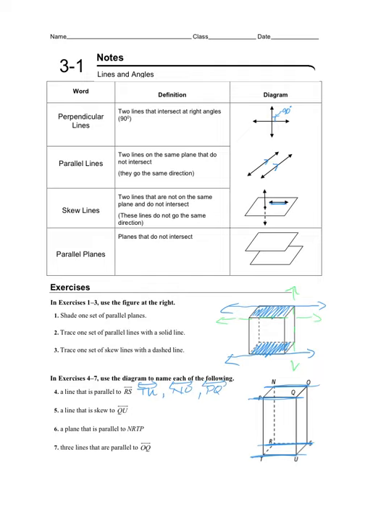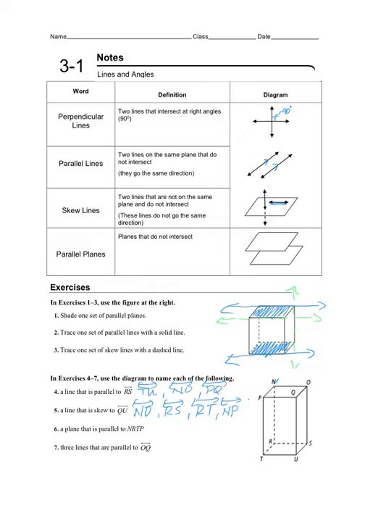Okay, so the next question asks us for skew lines to QU. So here is QU. So we want lines skew to QU. So QU goes up and down, so I can't choose any line that goes up and down, and I can't choose any line that hits QU. So I could choose NO, that one goes left and right. I could choose RS, that one goes left and right. Or I could choose RT, that one goes front to back. Or I could choose NP, again, that one goes front to back.